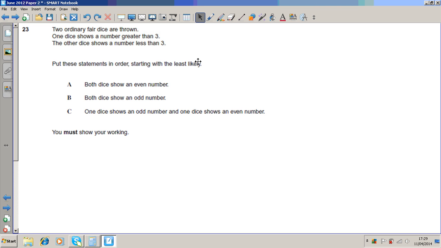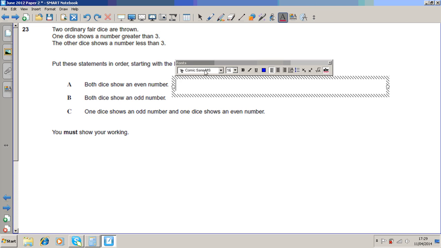Number 23. 2 ordinary fair dice are thrown. One dice shows a number greater than 3, the other dice shows a number less than 3. Put these statements in order, starting with the least likely. Okay, so both being an even number, probability even times probability even.